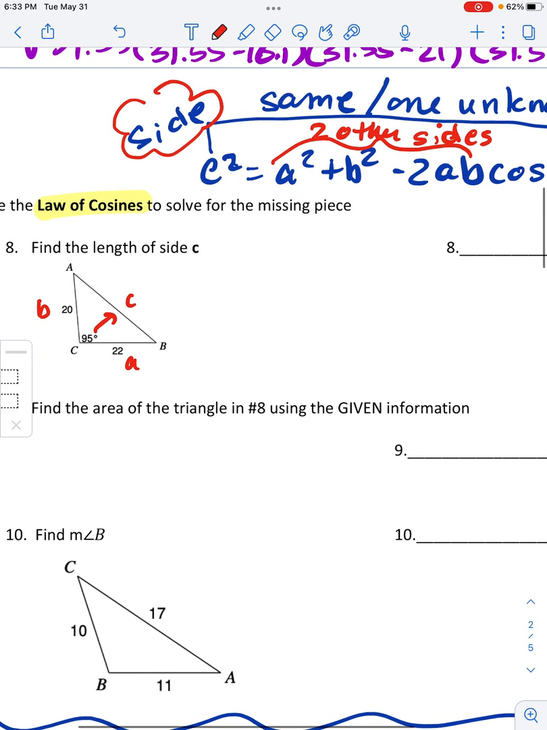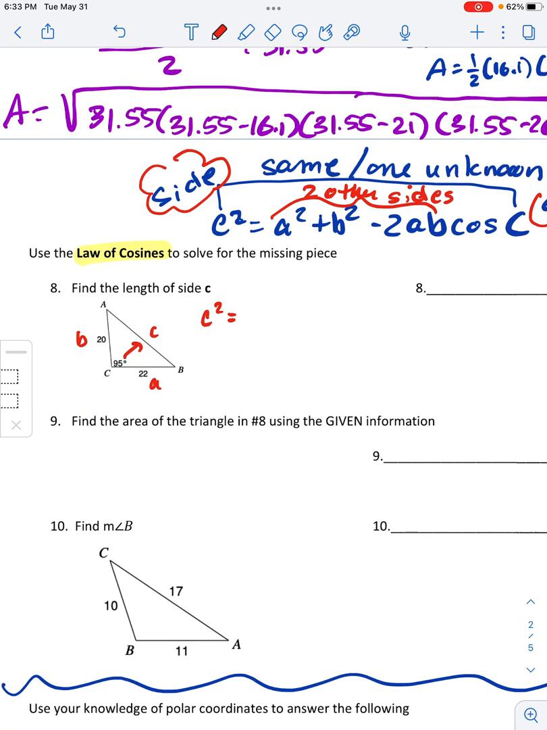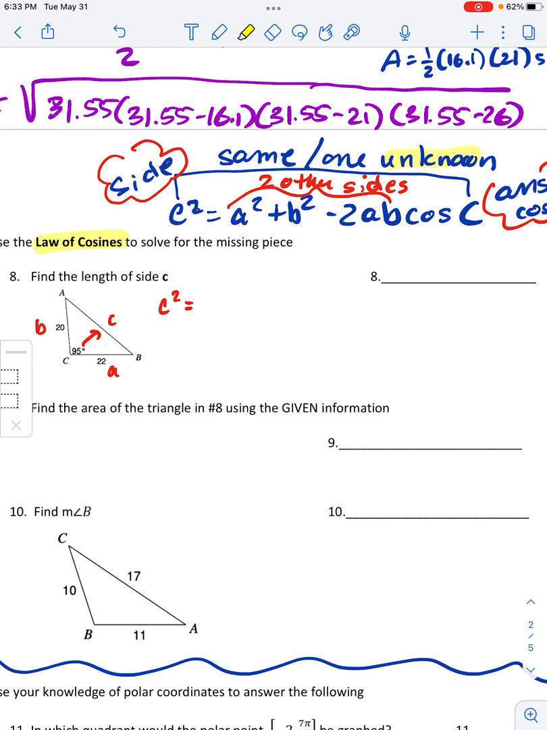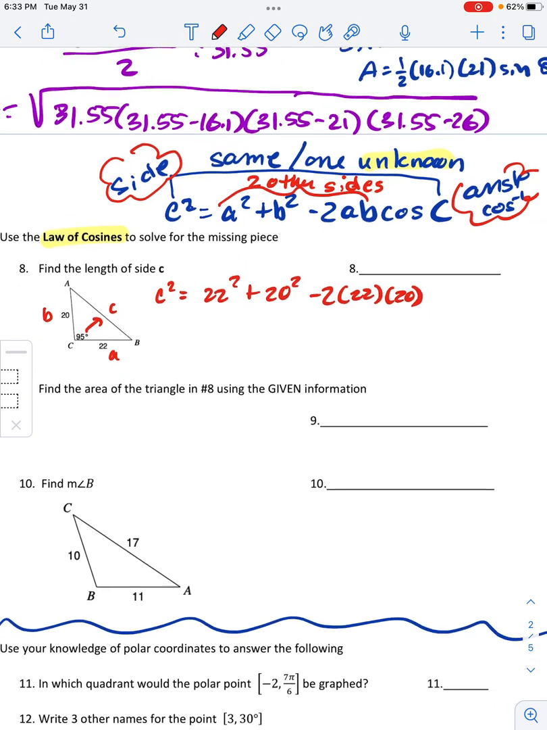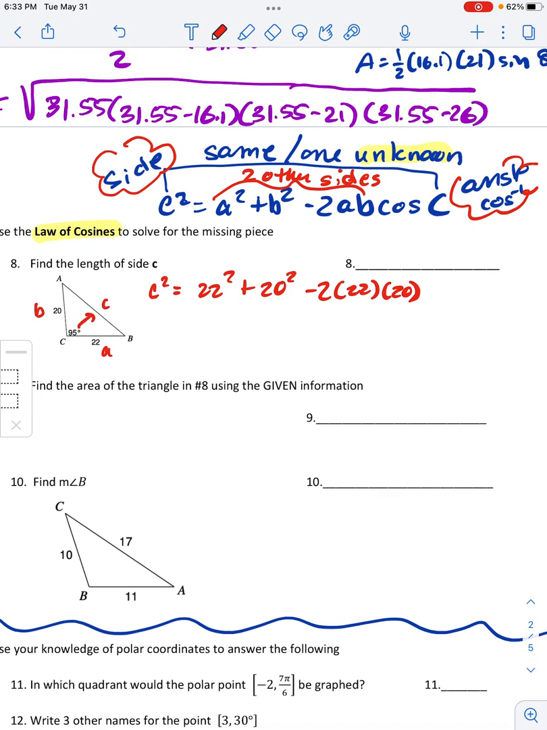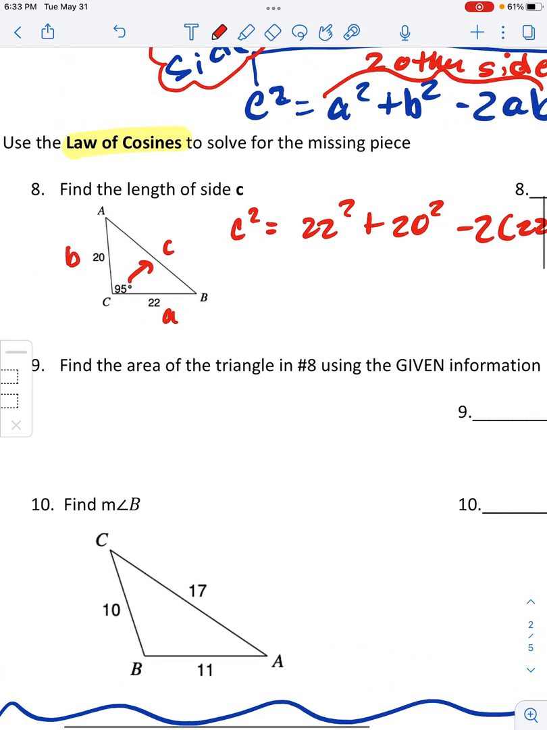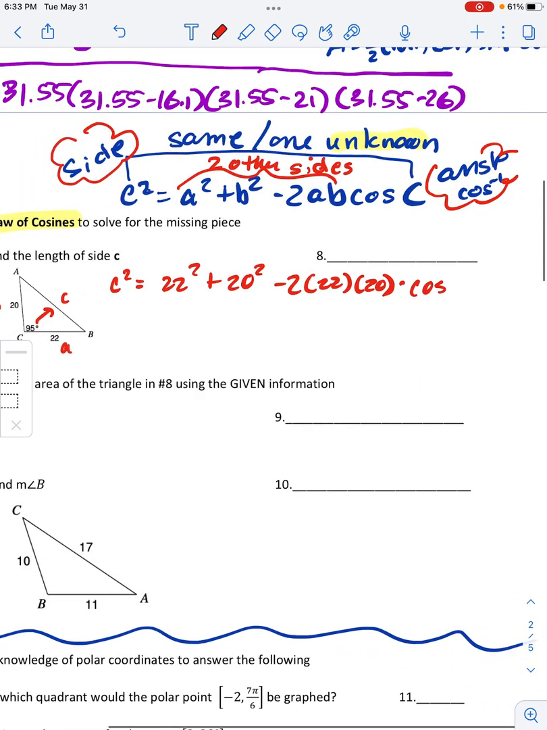So if I'm trying to find C, I'm actually going to be having C squared out front because that's where my unknowns go. They either go at the beginning or the end. So that's going to equal A squared plus B squared. I'm just following the formula. Minus 2 times A, and it doesn't matter who goes where. It's just the other two sides. And then times the cosine of that angle C, which of course I can't see, but it's 95.